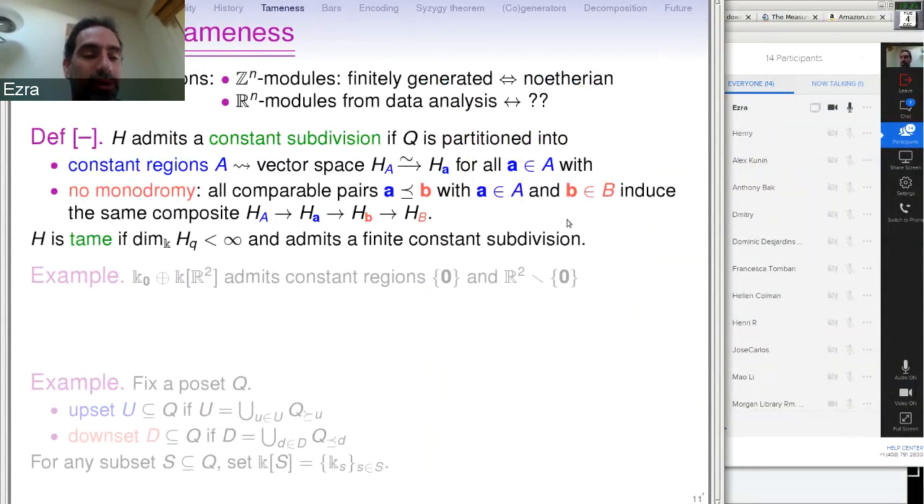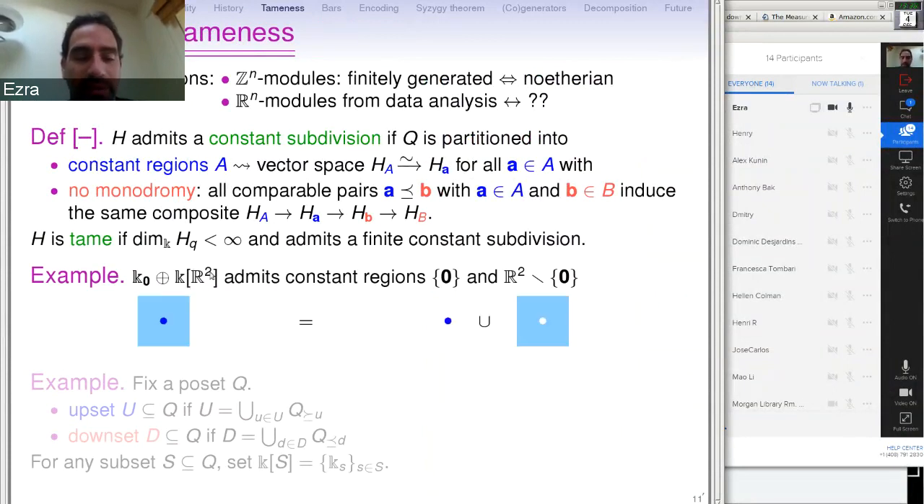And we're going to declare the module to be tame if the vector space dimensions are all finite and it admits a finite constant subdivision. So here's another example. If we take a vector space sitting at the origin in R^2 of dimension 1, and we cover the entire plane with one-dimensional vector spaces, and then take the direct sum, we get this module over here that's got rank 1 everywhere except at the origin where it has rank 2, and it's constant. You can take constant regions consisting of this point and the complement of that point. Those are the constant regions.